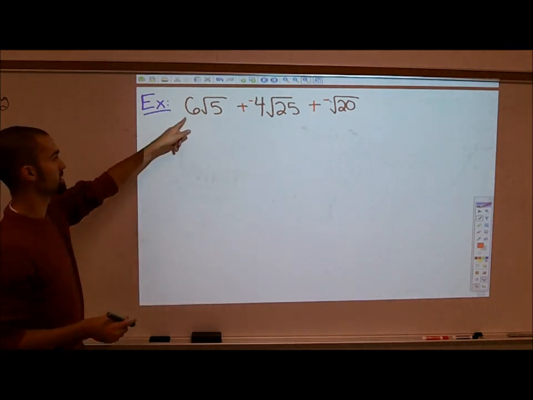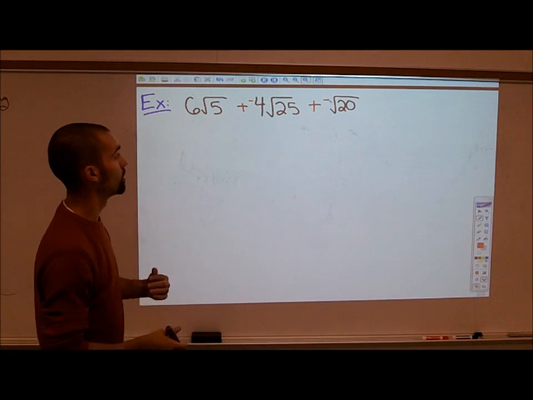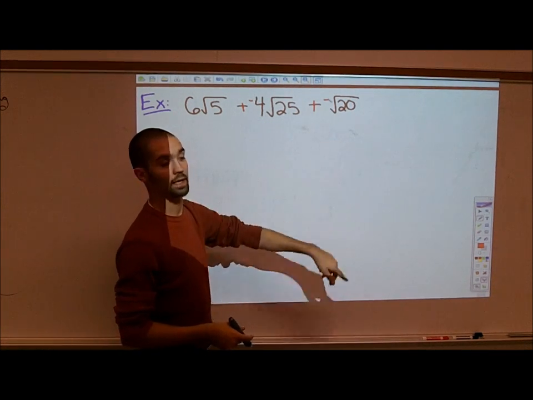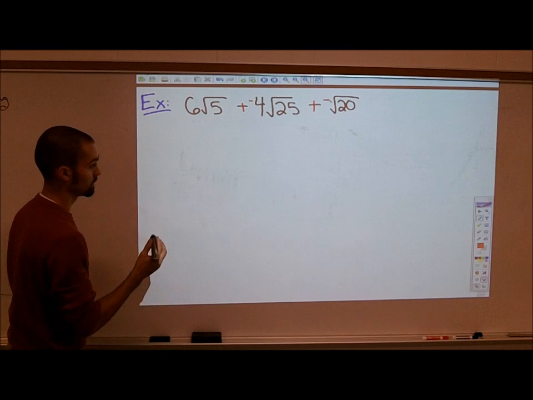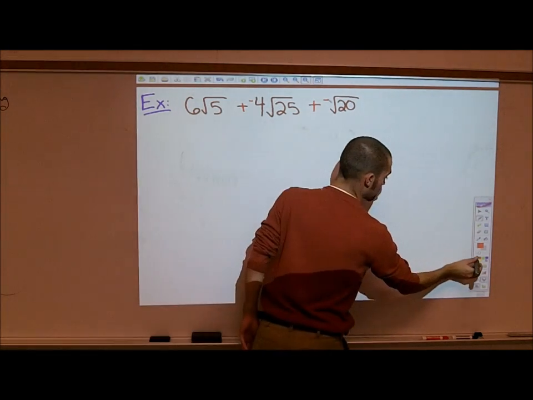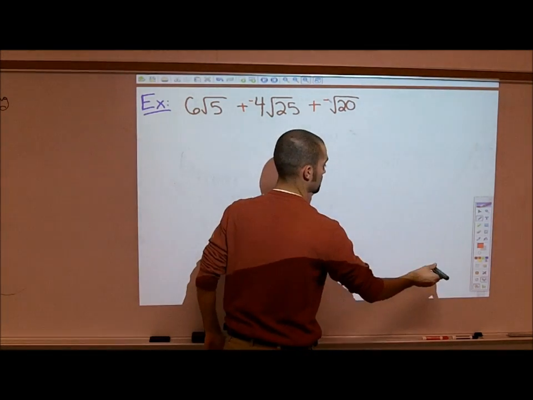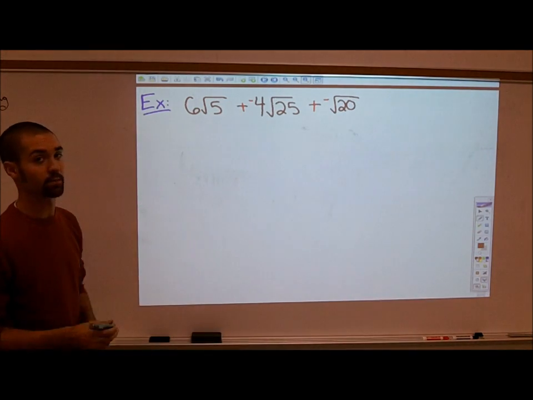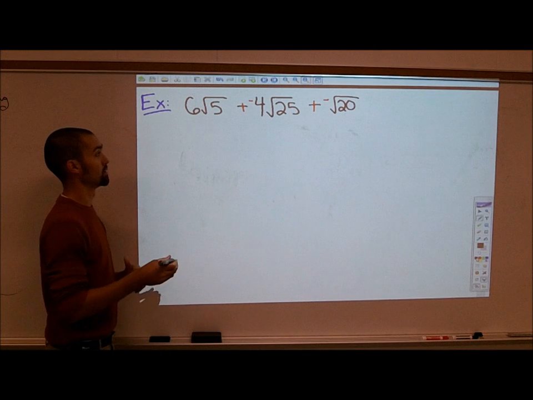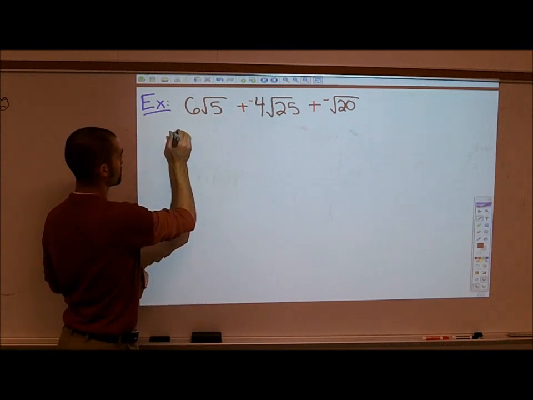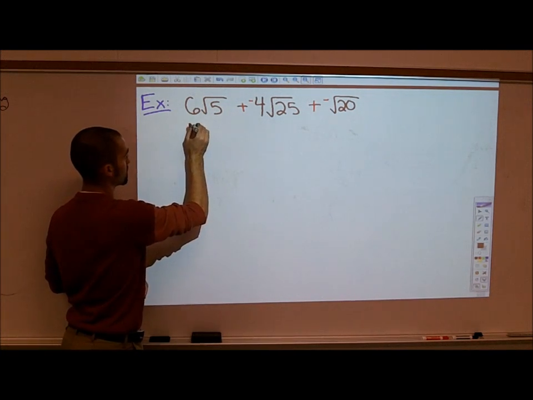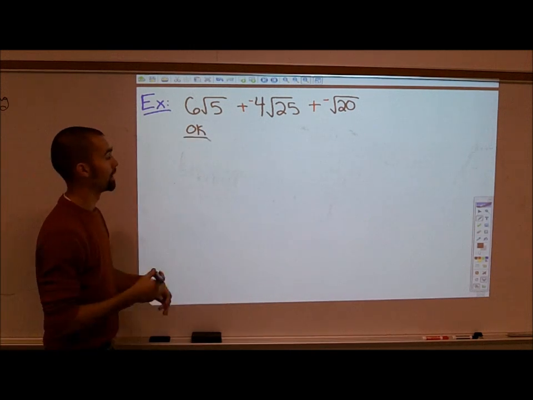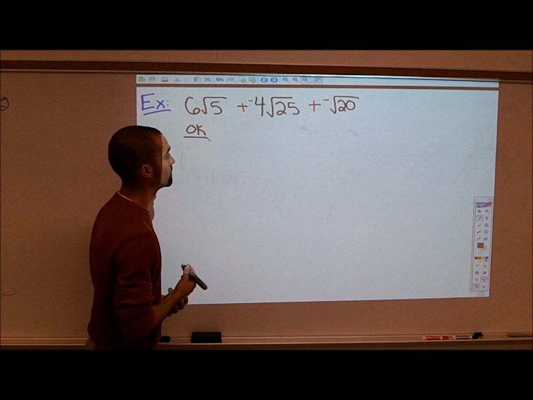Okay, so I now have 6 times the square root of 5 plus negative 4 times the square root of 25 plus the negative square root of 20. Alright? So, take a look at this first one. Can I simplify 6 times the square root of 5? No, I can't. So it stays the same. Alright? That one's simplified. Move on to this guy.